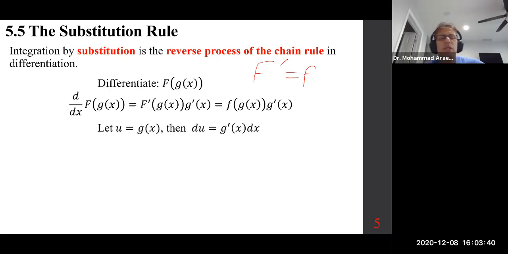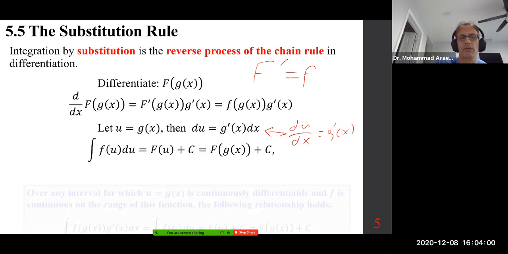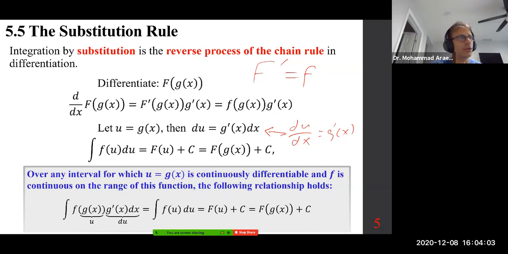And the original function will let u represent g of x, in which case du dx is g prime, and du becomes g prime of x dx. And this is the essence of the u substitution. So what do you do in short? You look for a function and you look for its derivative. What do we mean by that? Let's plunge into some examples.